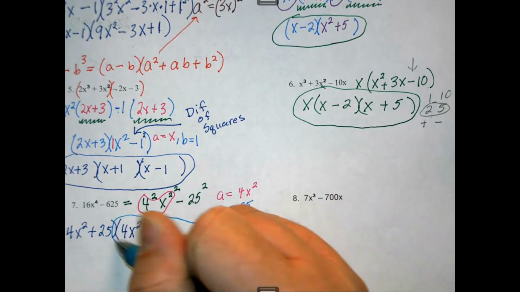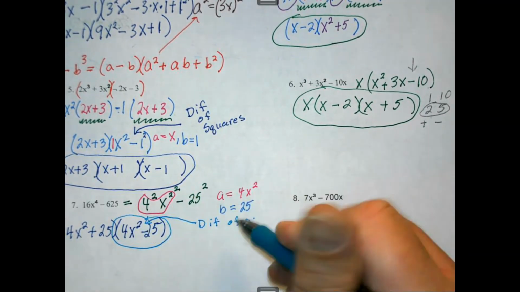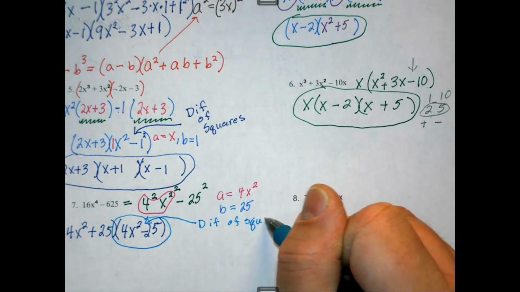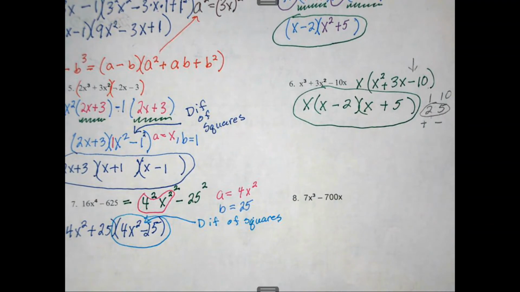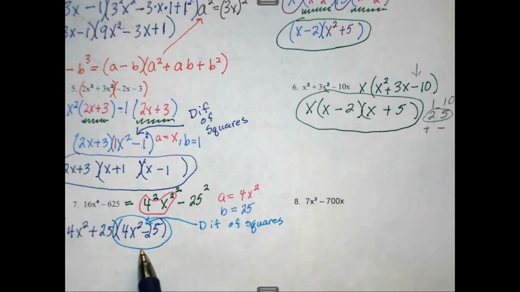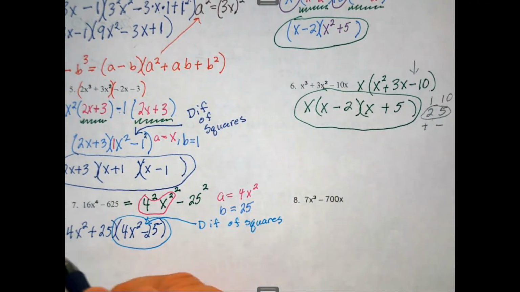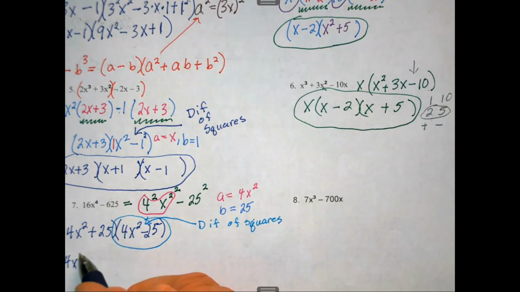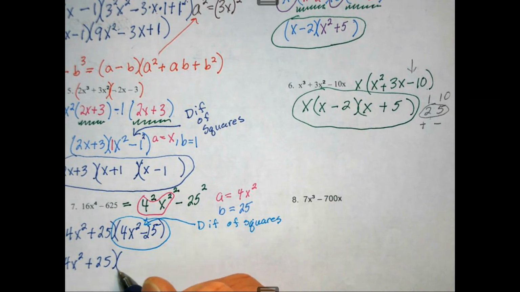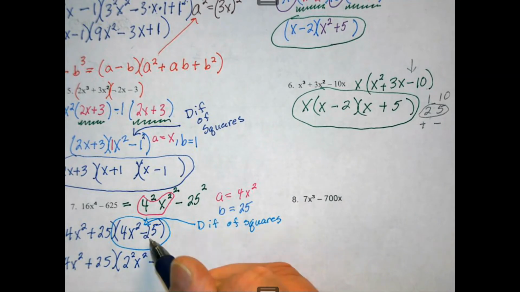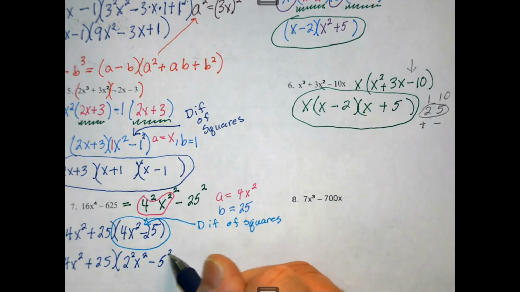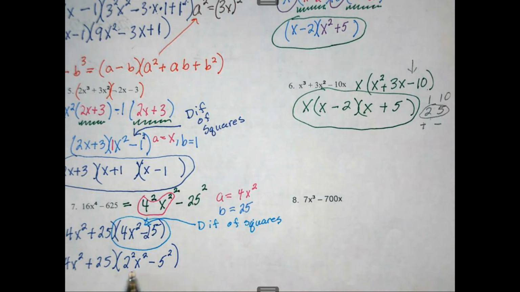This is a difference of squares. So now you just got it. Okay, I'm going to rewrite that so you can see it. I have 4x squared plus 25 times 2 squared x squared, and 25 is 5 squared. See how it's a difference of squares?